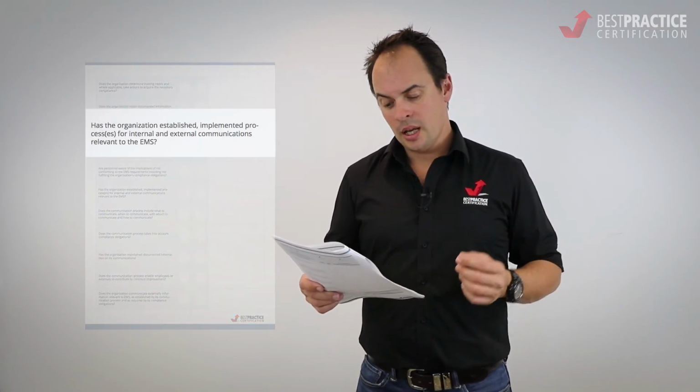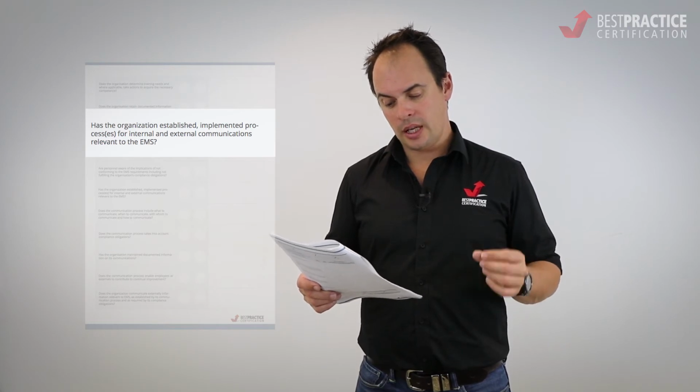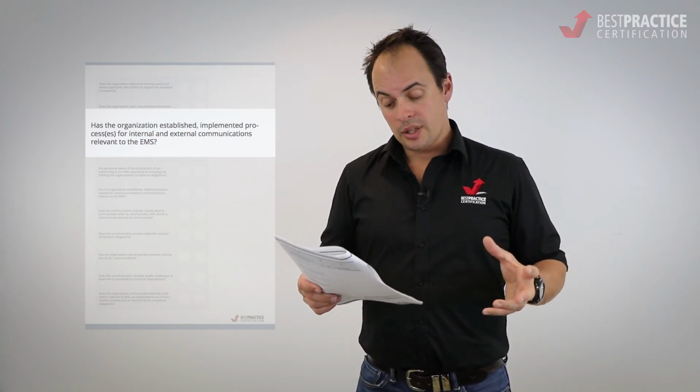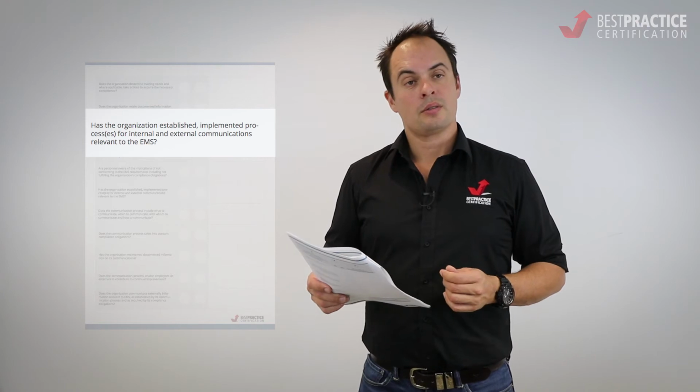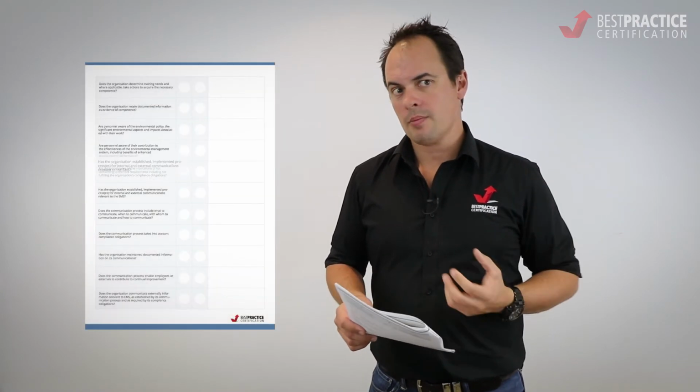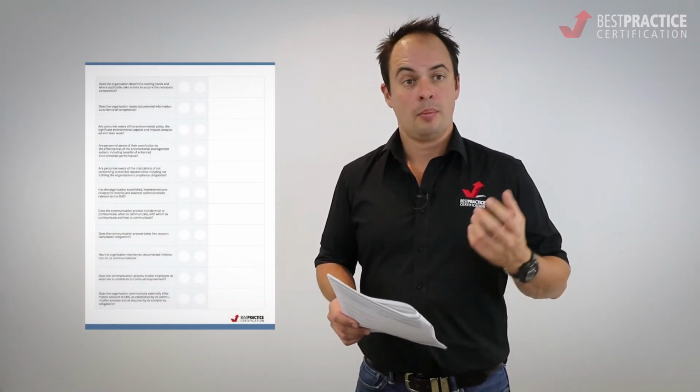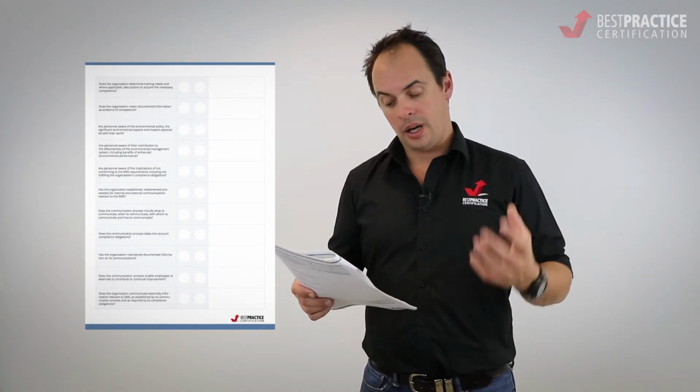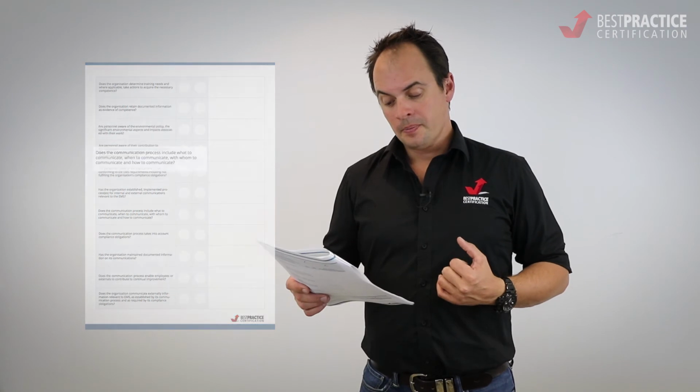Has the organisation established implemented processes for internal and external communications relevant to the EMS? What statements are you prepared to make publicly? What statements do you need to make privately and internally in your organisation? It's important to think about this stuff. If something goes wrong, how will you communicate with the media? What will be your understanding of what we can and can't say and what we can and can't do as part of our emergency management plan?